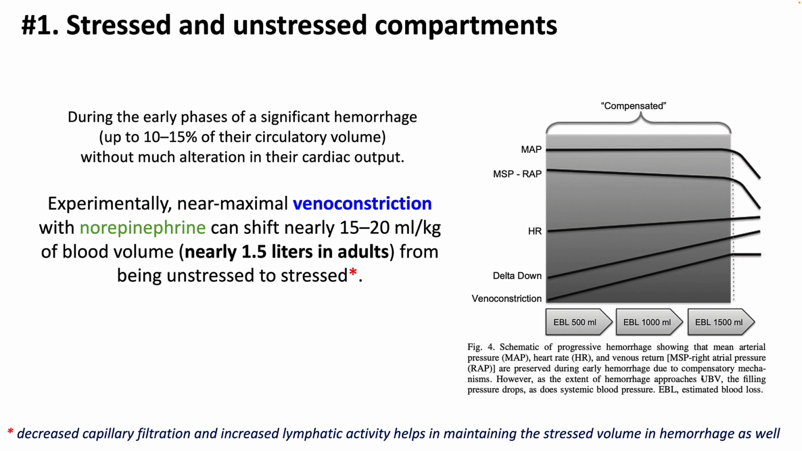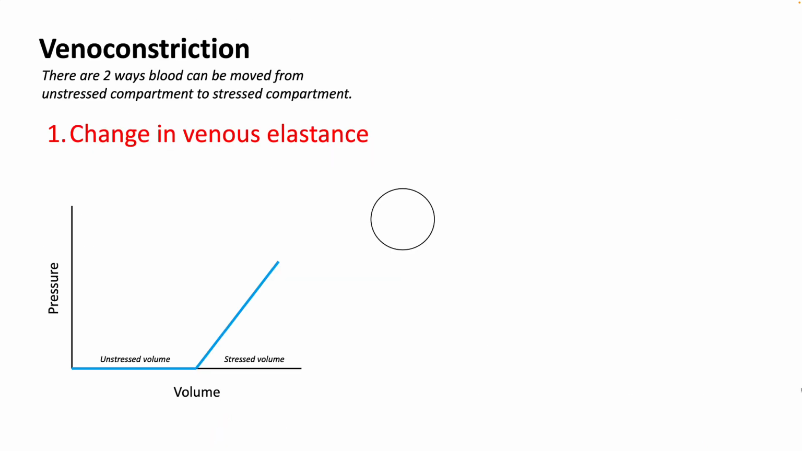The other two factors that can help maintain the perfusion are decreased capillary filtration due to hypotension and increased lymphatic activity during episodes of hemorrhage, which help in maintaining the stressed volume. So venoconstriction can divert blood from the unstressed compartment to the stressed compartment in two ways. The first way is to change its elastance. That means increase the stiffness of the venous vessels.